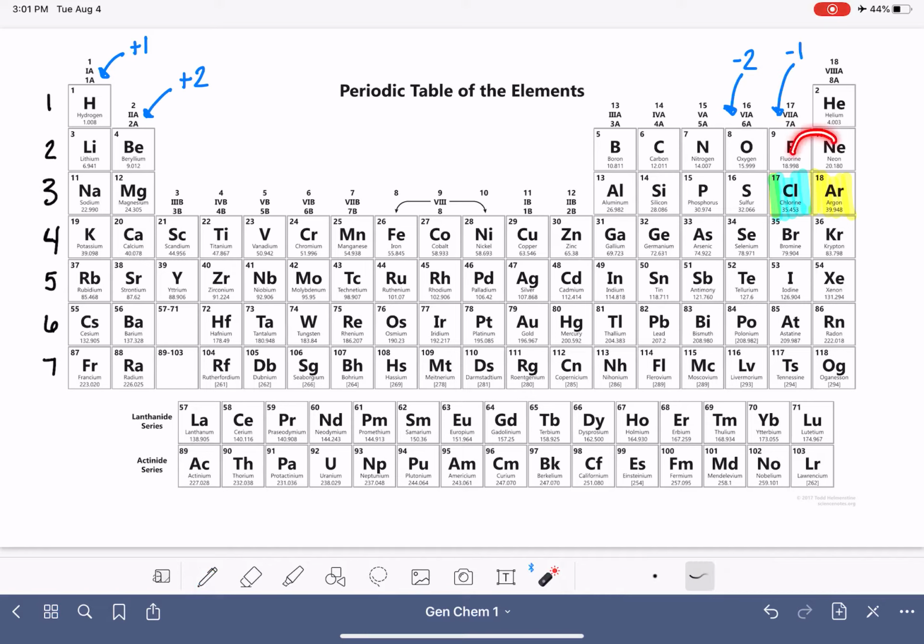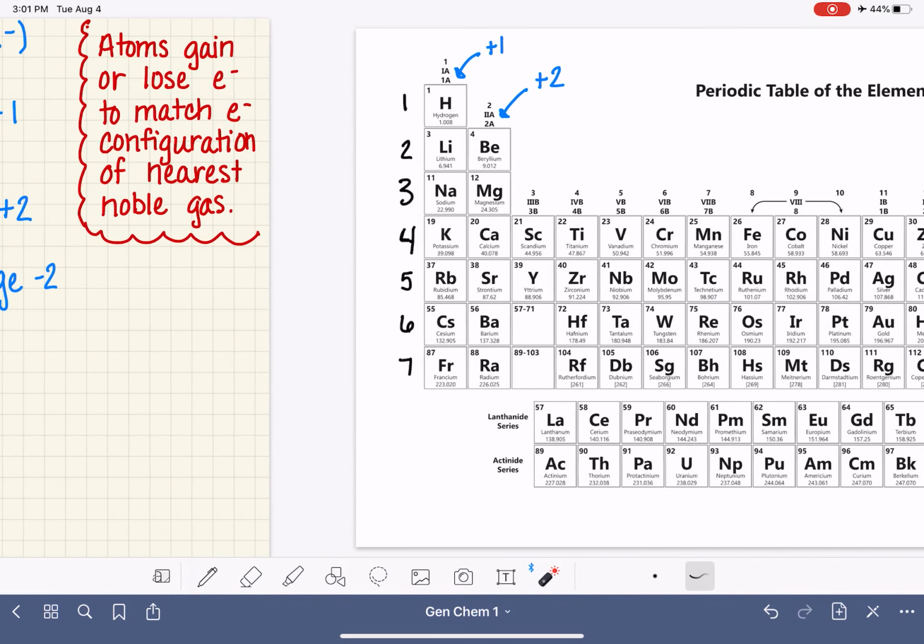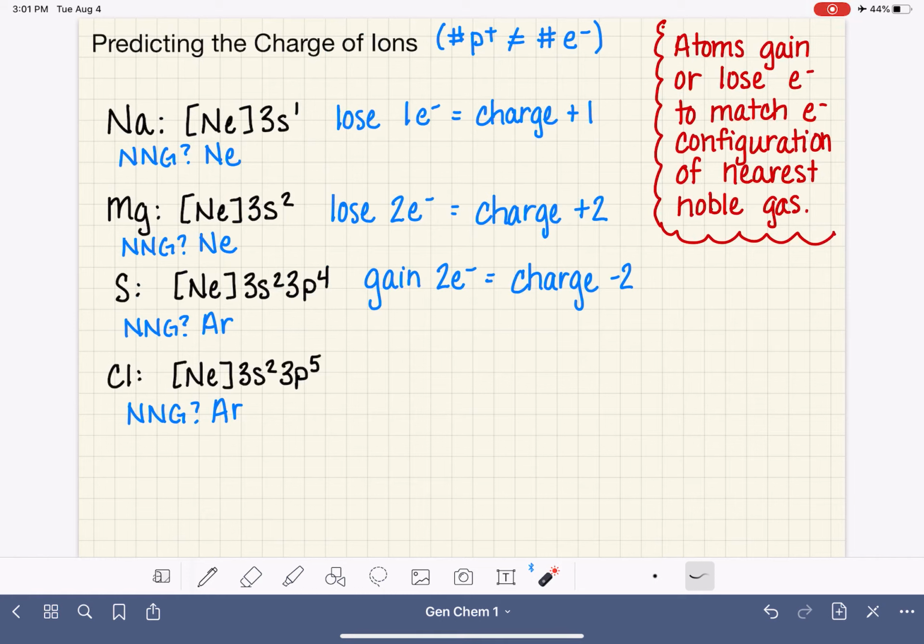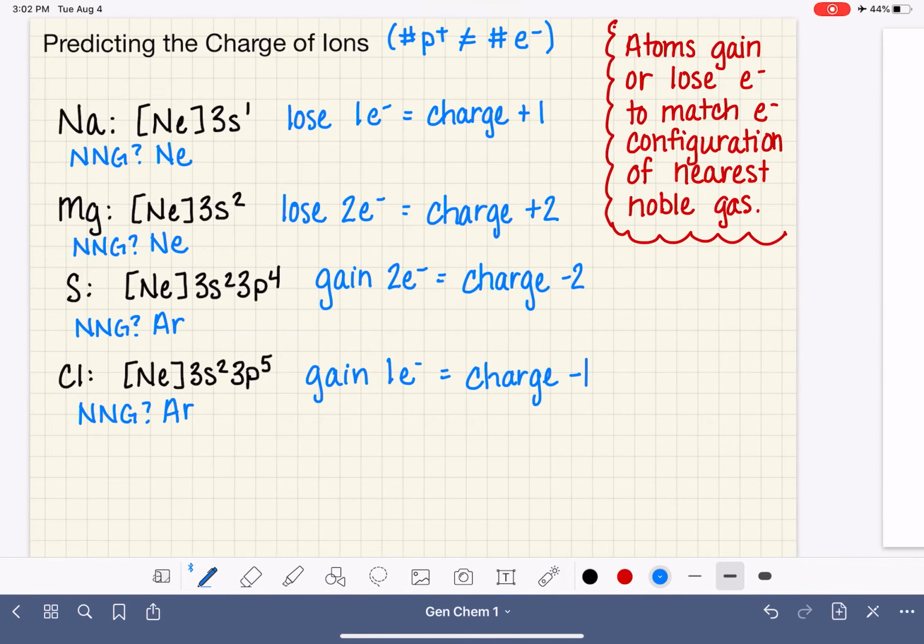The same is true for fluorine, for bromine, for iodine. These are only 1 electron away from matching up with their noble gas. Let's make some notes about that. Chlorine will gain 1 electron. Gaining 1 electron means that it has a charge of -1. Let's go back to that periodic table one more time.